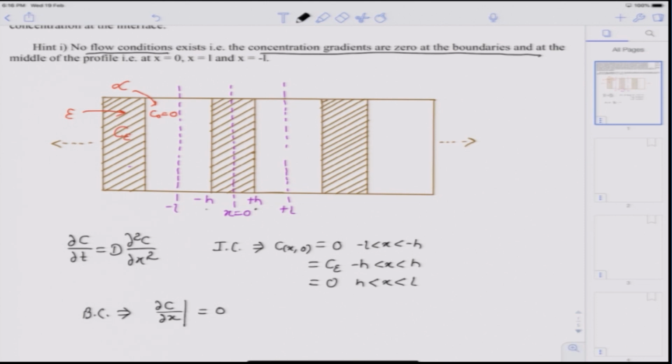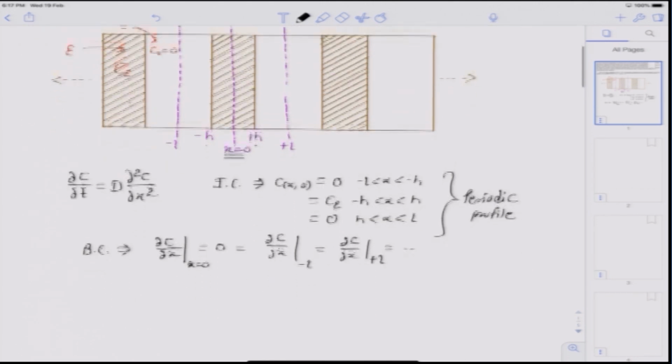So, ∂C/∂x at x equal to 0 is 0, and also the gradient at x equal to minus L and plus L are 0, and so on. And this is a periodic boundary condition. So, we have a periodic profile here. We need to solve this equation.